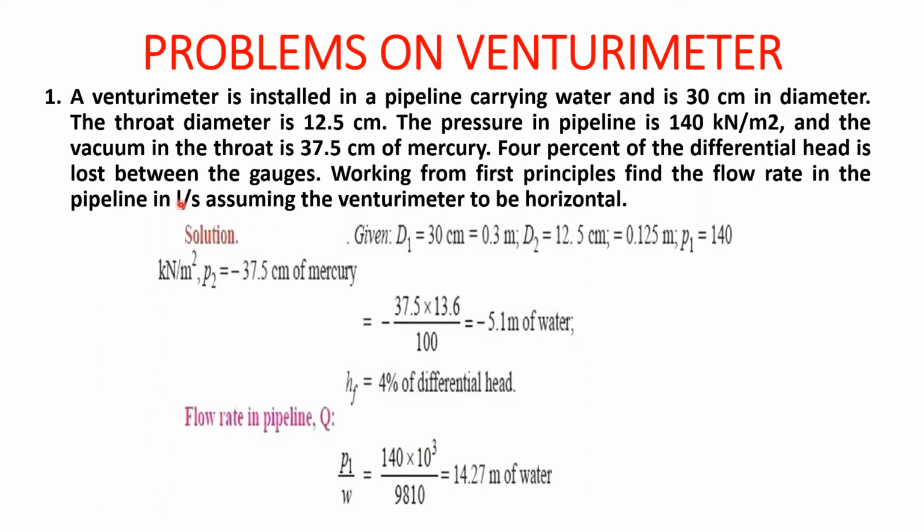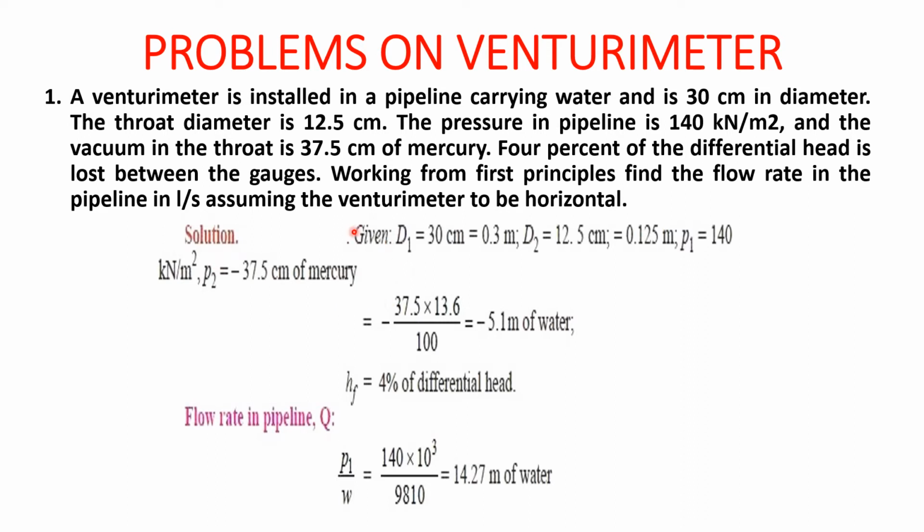Now, given, we are starting with the solution. So D1 is 30 centimeter, that is the inlet diameter of the venturimeter. Converted into meter, we get 0.3 meters. Then D2 is 12.5 centimeter, so we get it as 0.125 meter. Then P1 is 140 kilonewton per meter square, and P2 is vacuum pressure head, so we say that it is minus 37.5 centimeter of mercury. So the value of P2 is minus 37.5 centimeter of mercury.